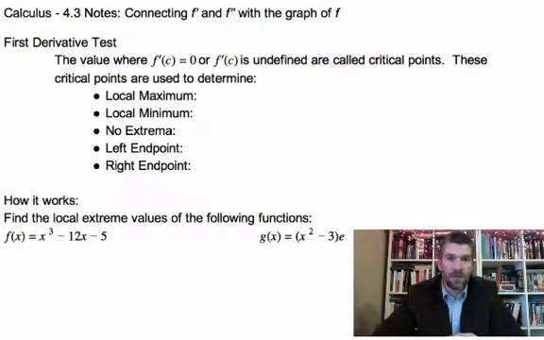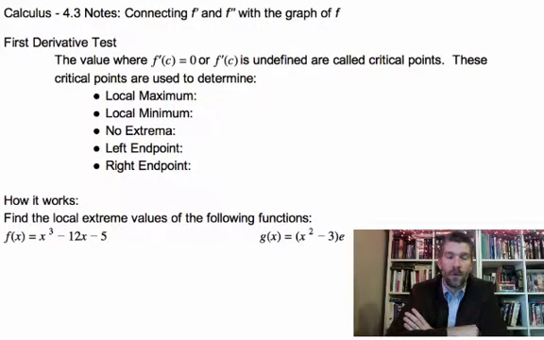What we're going to do is show a connection between all of these derivatives and the graph of the original function. We're first going to start with what's called the first derivative test. That's when you take the derivative of a function, set it equal to 0, and determine where the derivative is equal to 0 or undefined. Once you find those specific values of x where the derivative is either 0 or undefined, we've got what are called critical points.